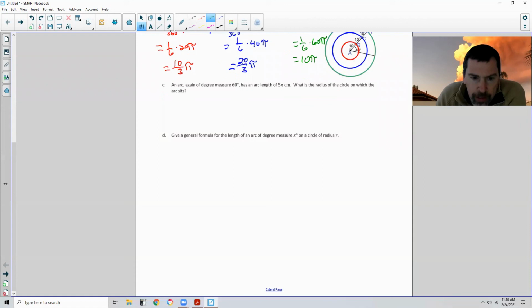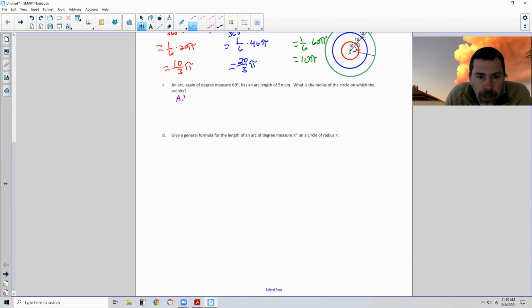Okay, part C, it says an arc of degree measure 60 degrees has an arc length of 5 pi centimeters. What is the radius of the circle in which the arc sits? Okay, so this is a great example of write the formula every single time before you try solving it, and the pieces fall into place. So I tell my students, write the formula, step 1.